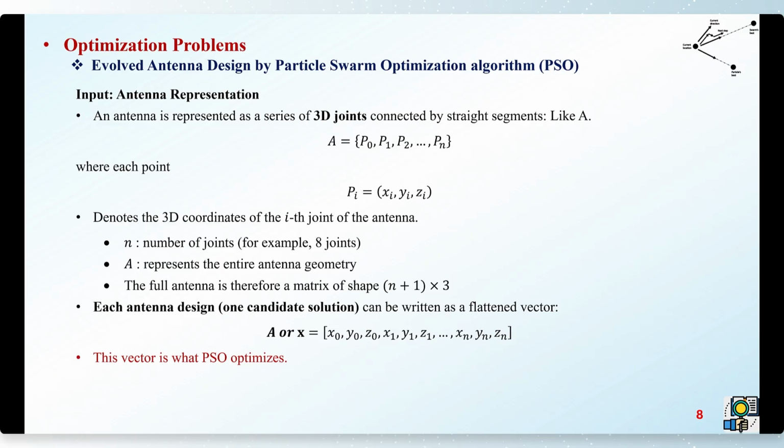Each antenna design, one candidate solution, can be written as a flattened vector of A, or X, which has multiple joints P in X, Y, Z positions. So X, Y, Z 0 is P0, X, Y, Z 1 is P1, X, Y, Z n is Pn. This vector is what PSO is going to optimize.